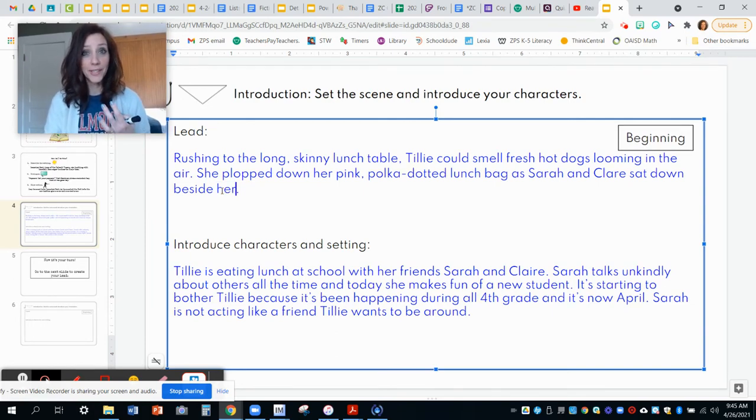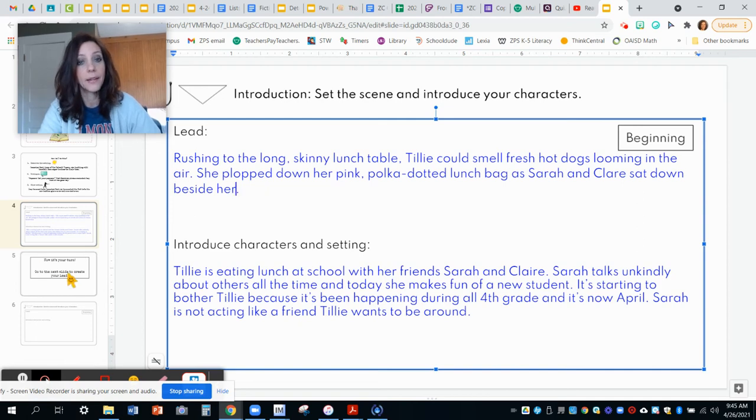Okay, so you can see that my lead is showing you action. We can picture in our mind, visualize what she's doing and what's happening, right? We could smell the hot dogs, so I added a little bit of my senses in there, right? And I gave a description of her lunch bag. So starting my story, I'm showing you some action, okay? And I'm kind of setting the scene. So you're going to do the same thing today.